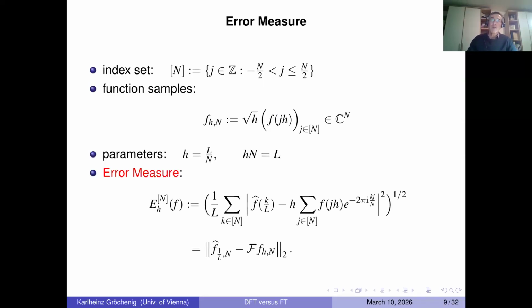So this is the error spelled out, and the short notation is convenient. But I encourage you to keep track of the meaning, step size, and number of samples of this function. And here we have the discrete Fourier transform, samples of f, step size h, n samples, and this is the L2 norm of the vector. So this is really the complete discrete Fourier transform and the error of that.